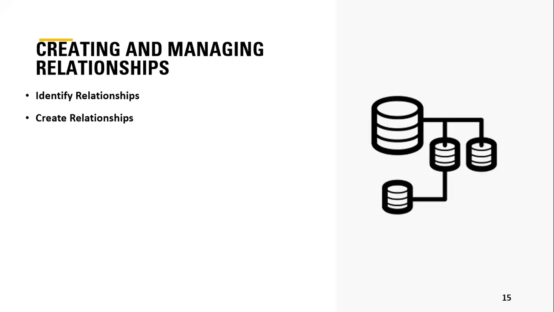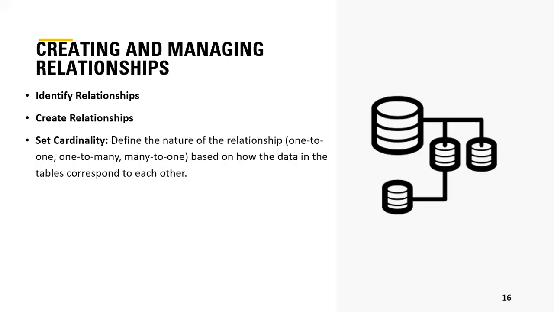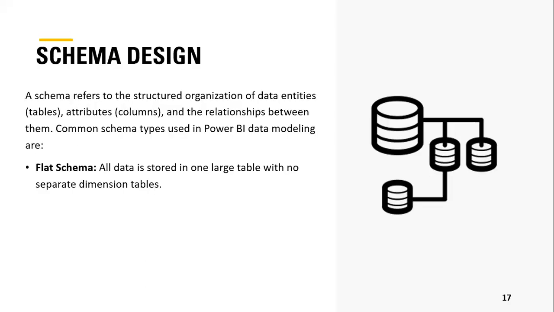This is basically drag and drop. Almost everything in Power BI is basically drag and drop. So go over this one next. And the next one is to set the cardinality. So after you identify the relationship and create the relationship, now you are setting the cardinality. And you have to be sure if you're dealing with a one-to-one, one-to-many, many-to-one, or many-to-many relationship based on how the data in the tables correspond to each other.